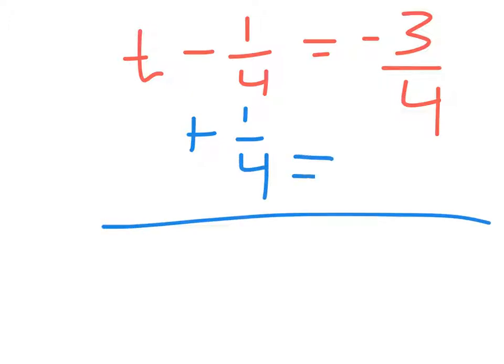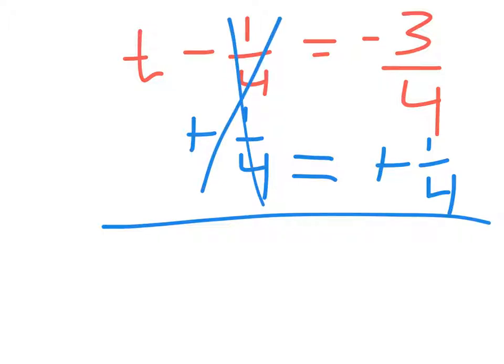Whatever I do to one side, I have to, hopefully you said, do to the other, because you're right. Okay. Ooh, that's ugly. Let me redo that for you. It is hard to draw numbers with your finger on an iPad. There we go. Okay, so we have t minus 1/4 equals negative 3/4, and in order to do that, I need to add 1/4 to both sides. When I do that, this cancels out, and I'm left with just t.